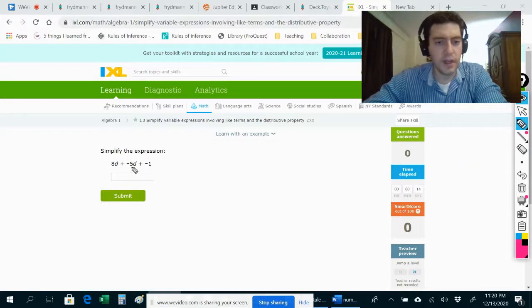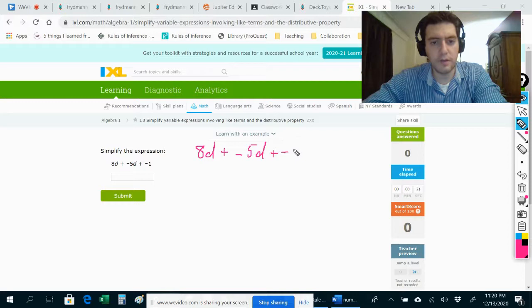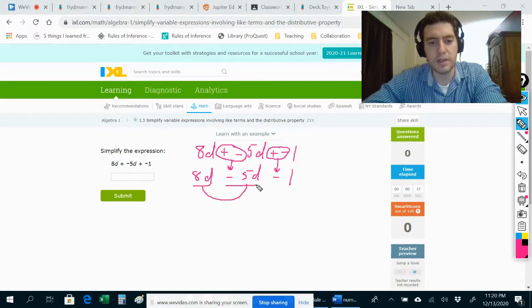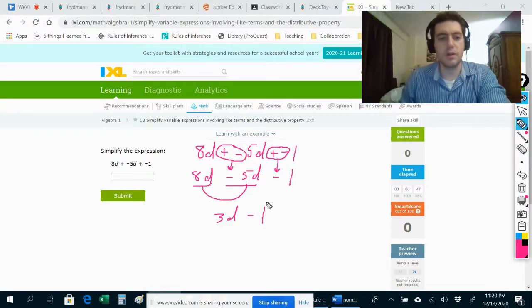So for this problem, we have 8d plus negative 5d plus negative 1. So I'm going to rewrite plus negative as minus, and again, plus negative as minus. So I have 8d minus 5d minus 1. This term has a d, this term has a d, so we can combine these terms. 8d minus 5d would be 3d, and then minus 1. Okay, so that's our answer. That one wasn't too tough.